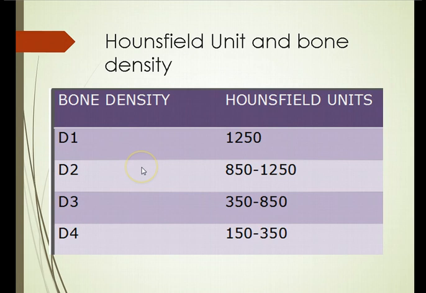So when we talk about the quality of bone, we have what we call bone density, and there are 4 types. This is the Misch classification, which I will go back to in much more detail when we talk about bone physiology. But here I'm going to try to correlate this: the denser the bone, obviously, the higher the number. 0 means water, so the lower the number, the less dense the bone. So that's the quality of bone that we can assess using the Hounsfield unit.